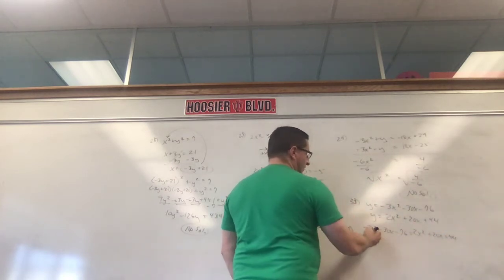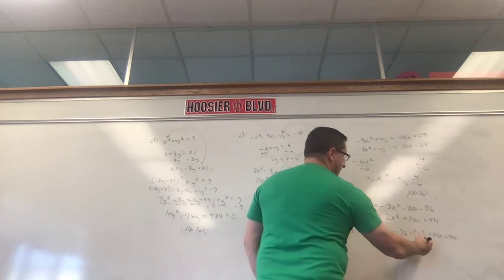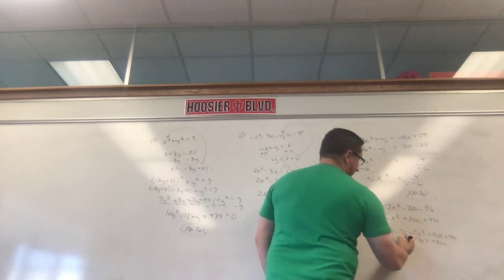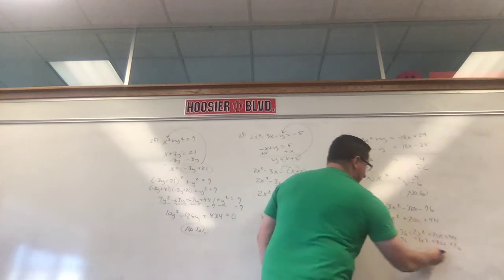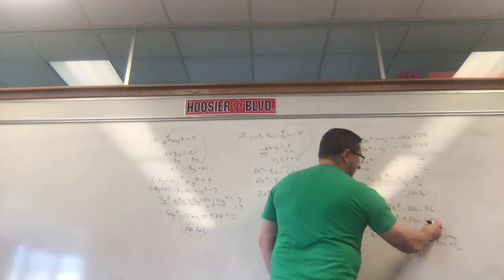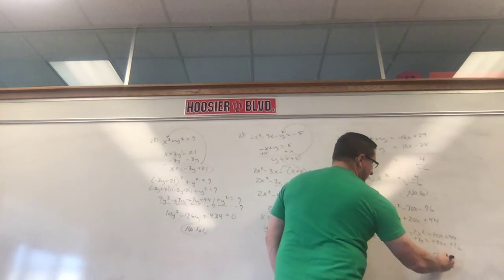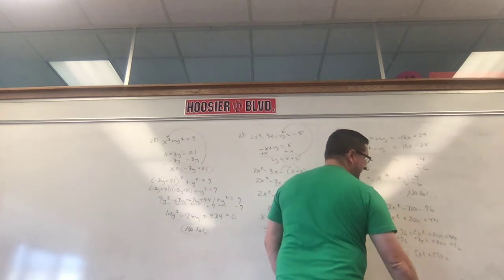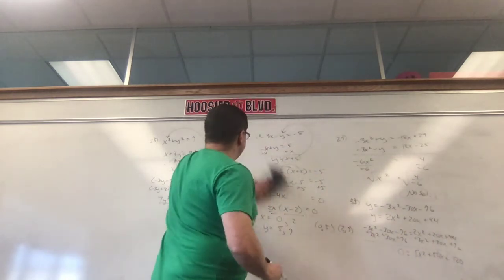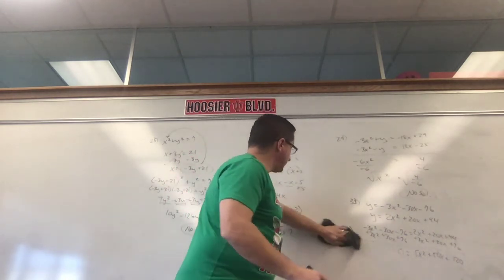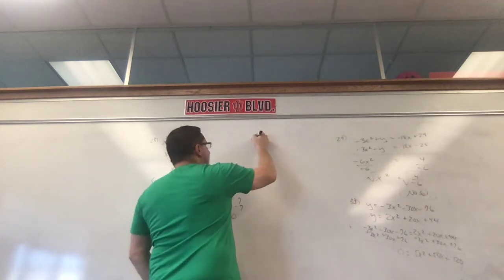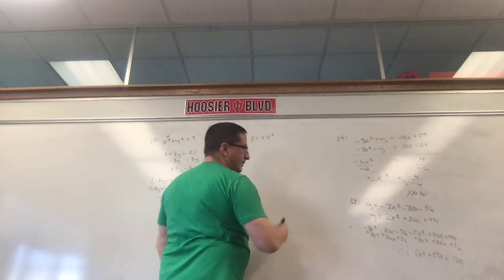I want to make this side 0, so I'm going to add 3x squared, add 3x squared. I'm going to add 30x, I'm going to add 30x. I'm going to add 76, I'm going to add 76. If I do that, the left side is 0, 3 and 2 is 5x squared. 20 and 30 is 50x. 44 and 76 is 120. I'm going to move this up here. So we have 0 equals 5x squared plus 50x plus 120.